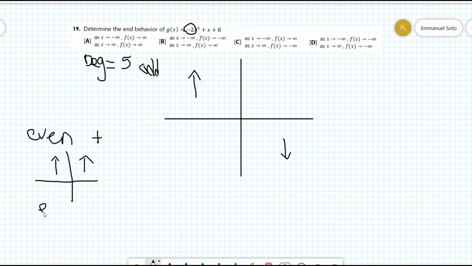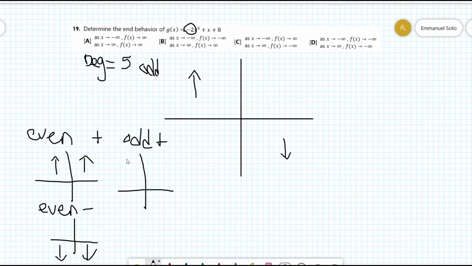If you have a graph that is even and negative, so even degree and negative, then on the left side, it's going to be going down, and on the right side, it's going to be going down. If you have a graph that is odd and positive, that means on the left side, it's going to start out going down, and on the right side, it's going to go up. And then if it's odd and negative, which is what we have here, it's going to go up on the left side and go down on the right side.